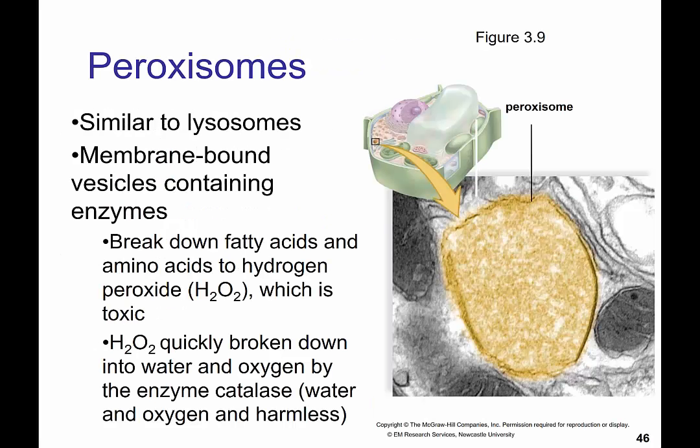Peroxisomes are similar to lysosomes. They are also membrane-bound vesicles containing enzymes. Peroxisomes break down fatty acids and amino acids to hydrogen peroxide, H2O2, which is toxic to cells. And here's where you get that name, peroxisome. However, hydrogen peroxide is quickly broken down into water and oxygen by the enzyme catalase, and water and oxygen are then harmless.